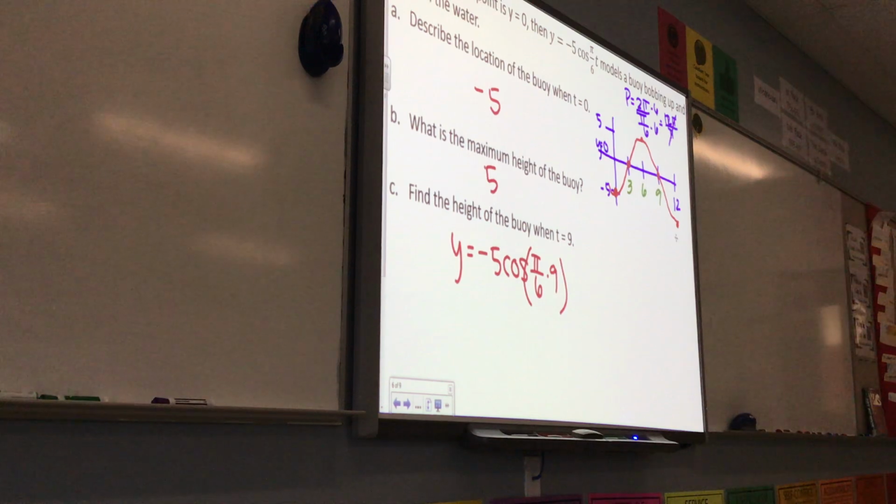So I know that strictly from the graph. You can do it either way. Regardless, what should my answer be for the height of the buoy? 0. So you can either pull it from the graph or from evaluating it. The next one we're going to do, we're going to be forced to evaluate, so I will show you specifically how to do that. Yes, sir?